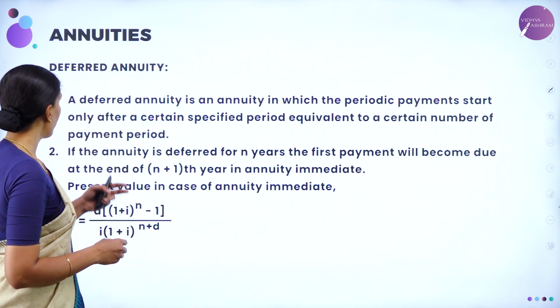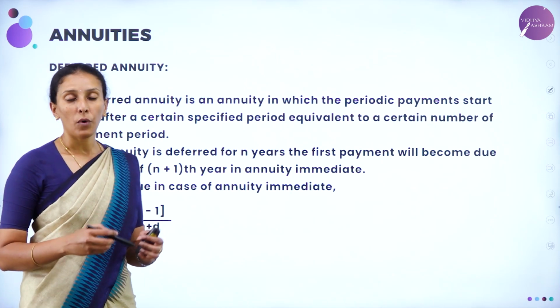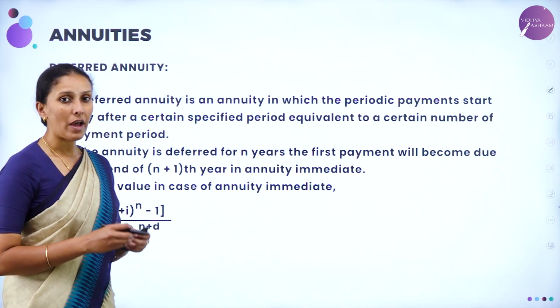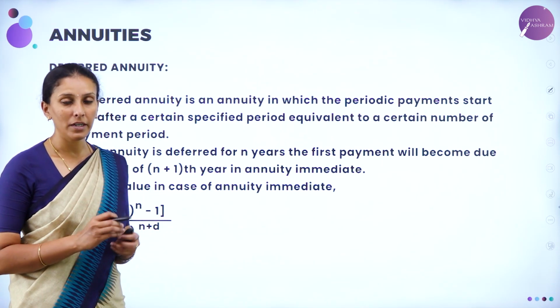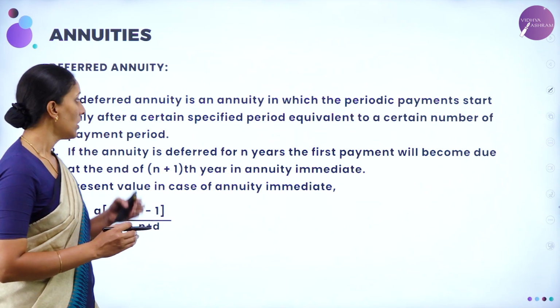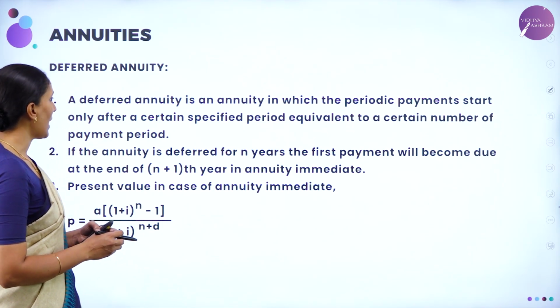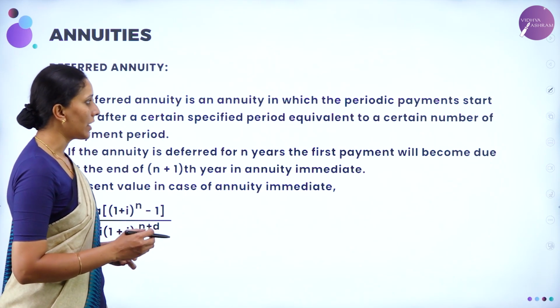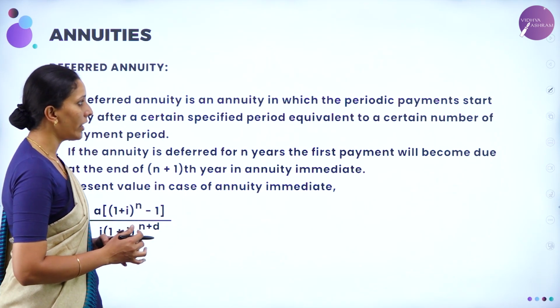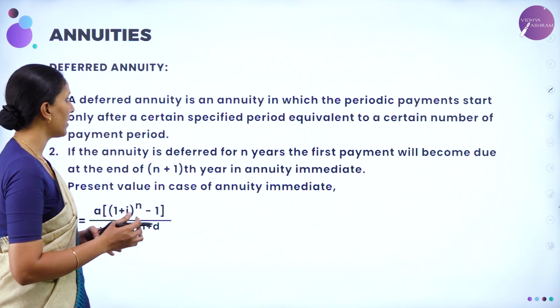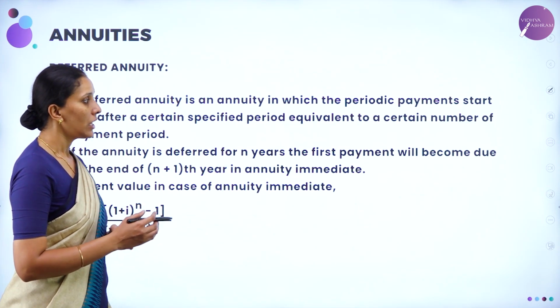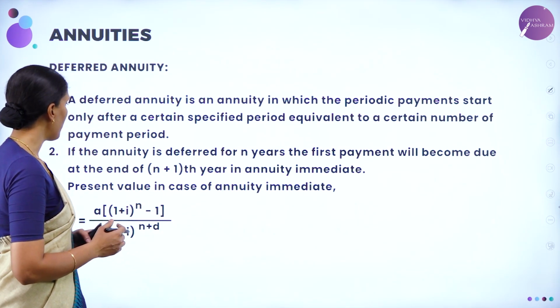The next thing is we have a deferred annuity. So what is this deferred annuity? Annuity is nothing but the equal installment. Deferred means here it is delayed. So let us see what we mean by deferred annuity. A deferred annuity is an annuity in which the periodic payments start only after a certain specified period, equivalent to a certain number of payment periods.